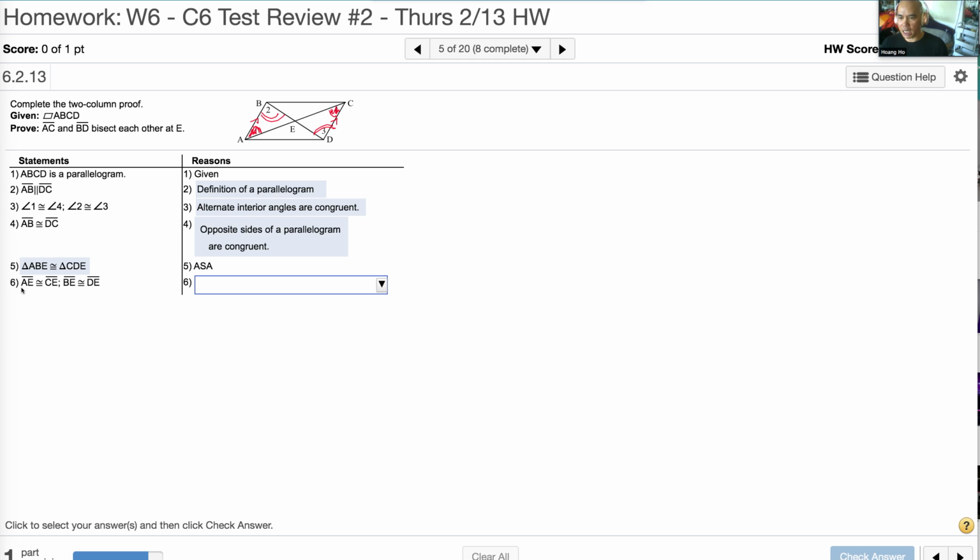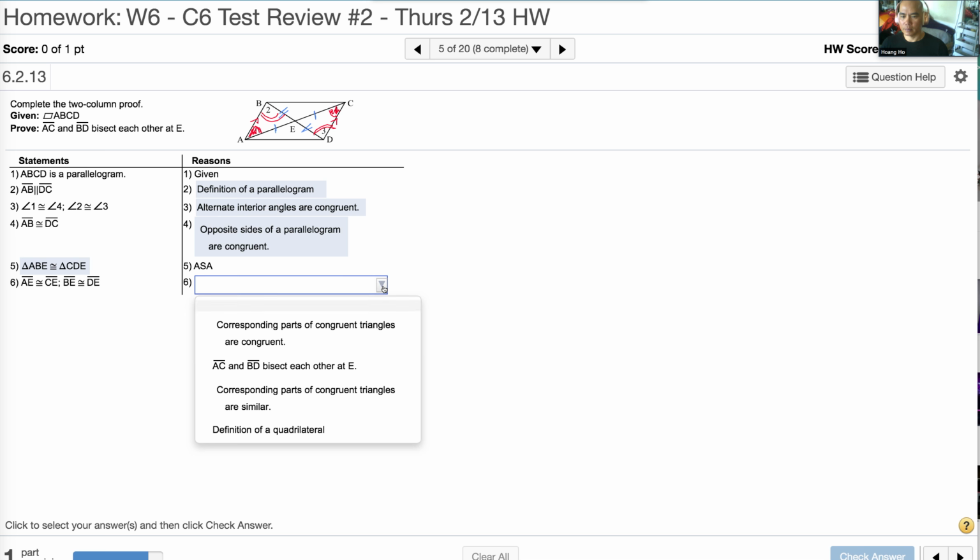All right. Similarly, let's see here. So we just proved two triangles congruent. So therefore, the corresponding sides have to be congruent. So let's do the marking over here. Let's use a different color here. All right, so it means that AE has to be equal to CE and BE congruent to DE. All right. Let's see the options over here. Okay. Corresponding parts of congruent triangles are congruent. It has to be this option.